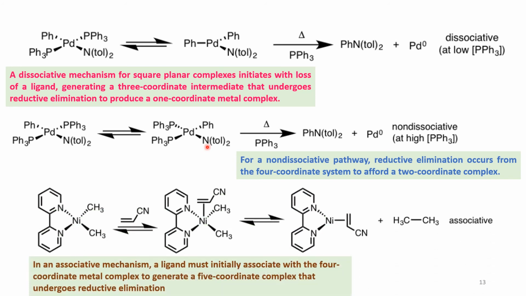In an associative mechanism, the ligand must initially associate with the 4-coordinate metal complex to generate a 5-coordinate species. From this, it will undergo reductive elimination. Here, ethane is eliminated. This is an associative mechanism.